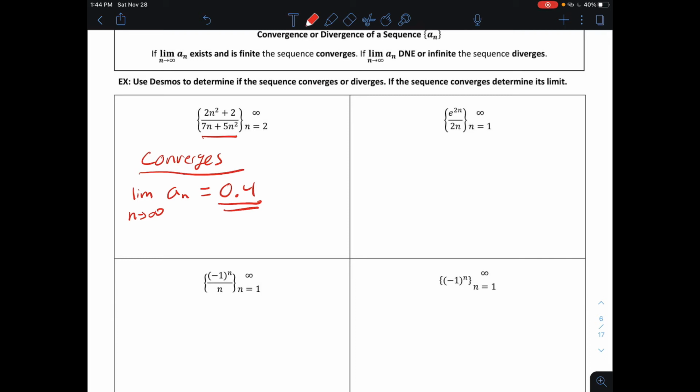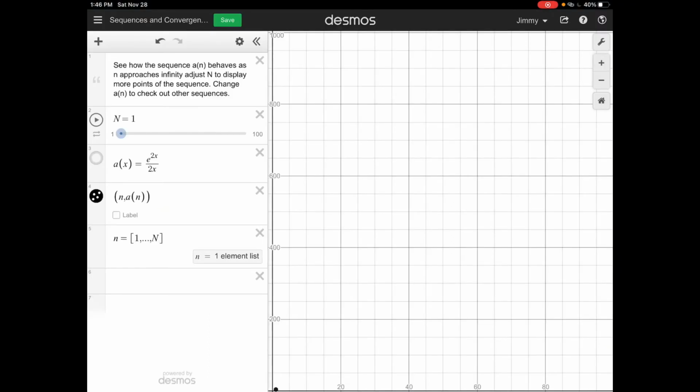So since it is approaching a finite value, we can say it converges. Now let's go look at the next one. We want to look at e to the 2n divided by 2n and figure out if that converges or not. All right, so we get it typed in here in Desmos. We adjust the zoom window so that way we can see. And I'm going to start increasing the size of n. And so it starts off with a very minor increase, and then all of a sudden we start really jumping. And by the time I get to probably the 5th or 6th term, I can't see it anymore on my screen because it has gotten so large.